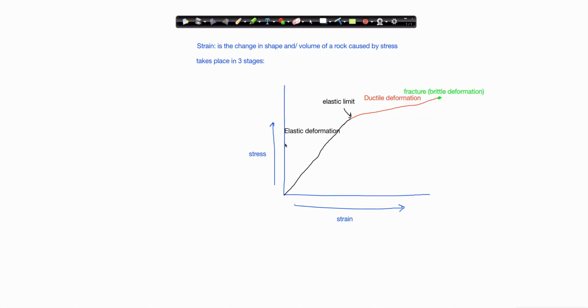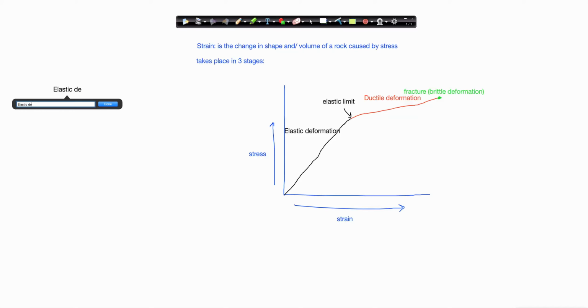So in general, as you increase the stress, you're going to increase the strain and you're going to elastically deform. Eventually you're going to reach the limit, then you're going to deform ductilely, and eventually you're going to reach the limits of ductile deformation and you're going to fracture and break the rocks. Okay. So now let's go over what each of these terms mean.